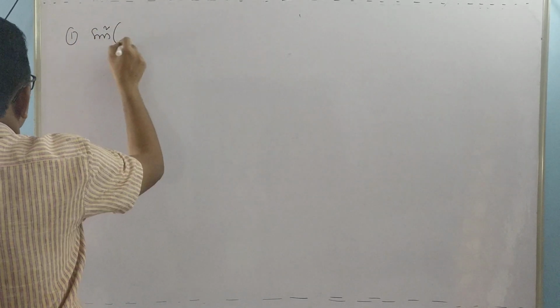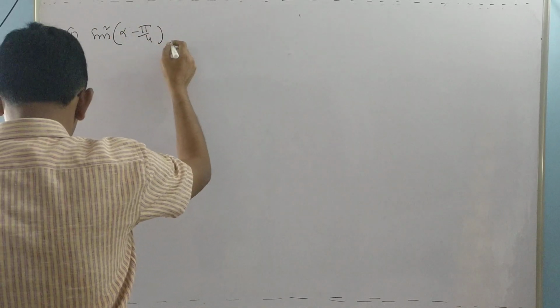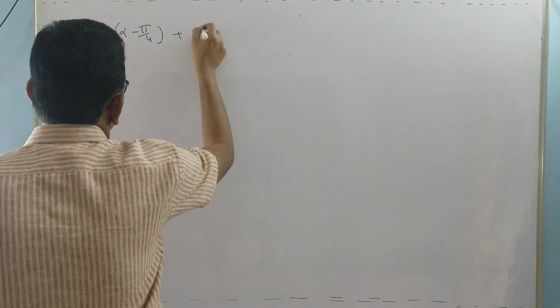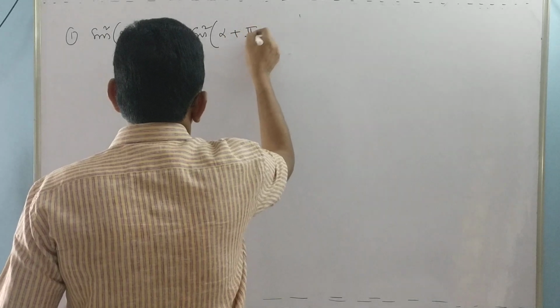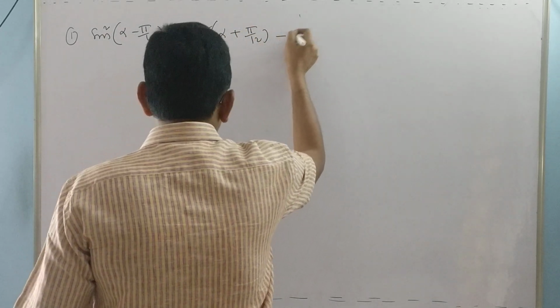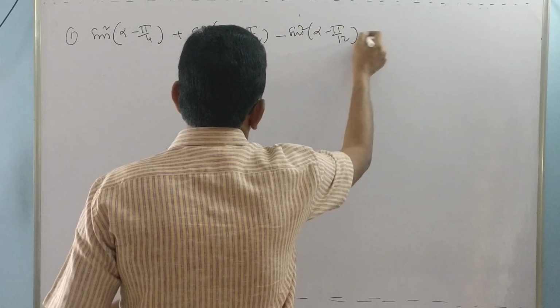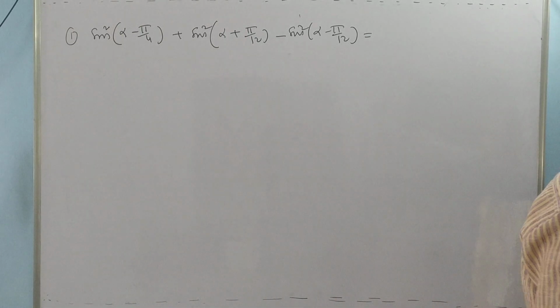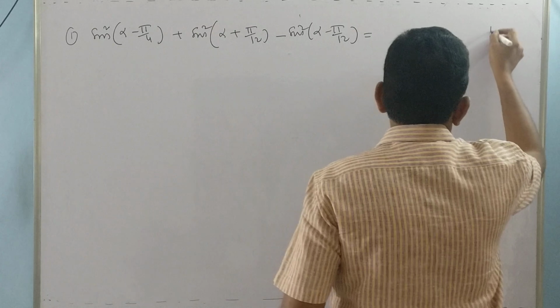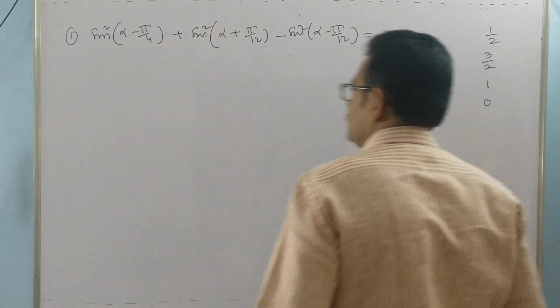The value of sin square (alpha minus pi by 4) plus sin square (alpha plus pi by 12) minus sin square (alpha minus pi by 12) is equal to: 1 by 2, 3 by 2, 1, 0 options.